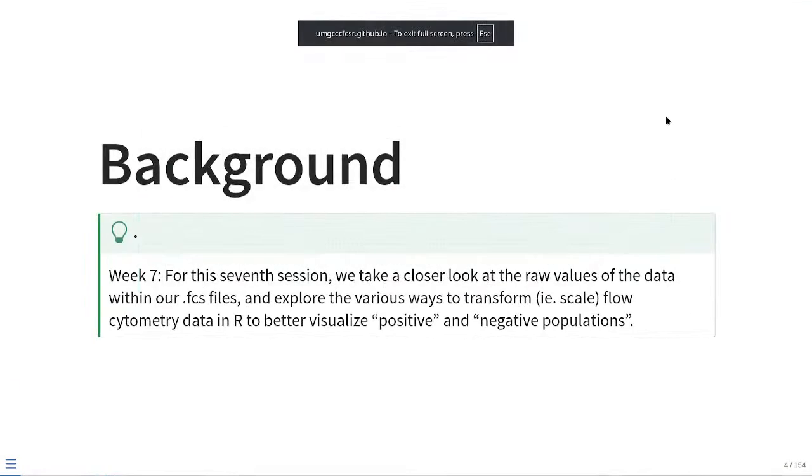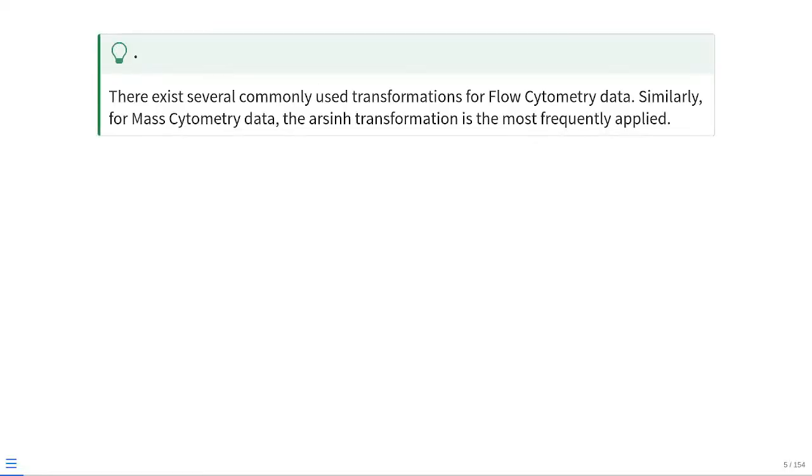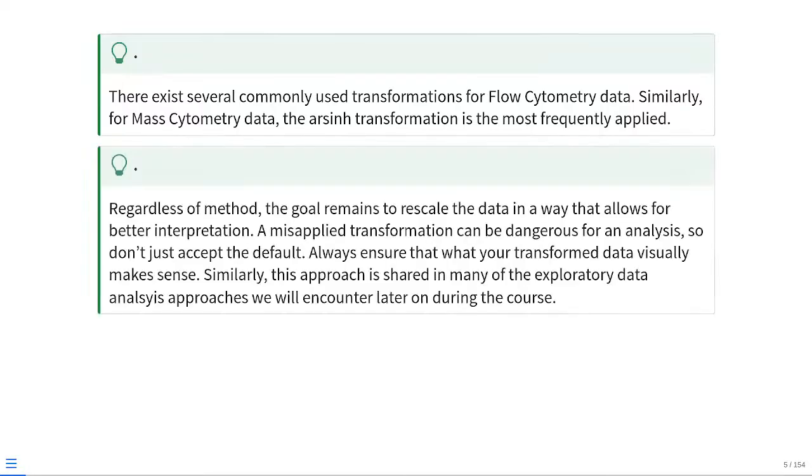So in the seventh week, we're looking at how we can take the raw values of our FCS files and basically transform, i.e. scale them in different ways, so that we're better able to visualize both the positive and the negative populations that are present within. There are several commonly used transformations when it comes to flow cytometry data. Typically, there's also a couple that we are using in the context of mass cytometry or CyTOF data. Most often you'll see the arcsinh transformation.